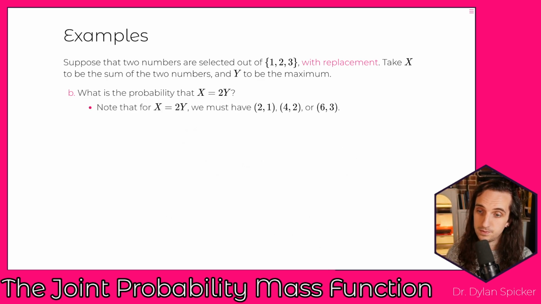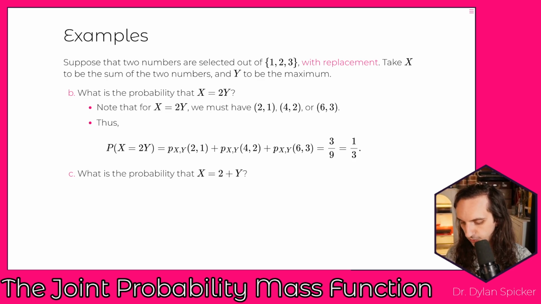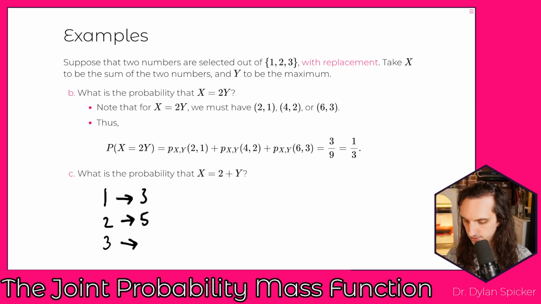Okay, so for x equal to 2y, we have to have the (2, 1), (4, 2), or (6, 3) events, right? If you start summing through the joint PMF here, you're going to end up with 1 out of 3 for those 3 events. Now, what's the probability that x is equal to 2 plus y? Okay, and so if we have y being 1, then we would require x to be 3. If y is going to be a 2, we would require x to be a 4. And in this final case down here, we would have x being 5 and y being 3.